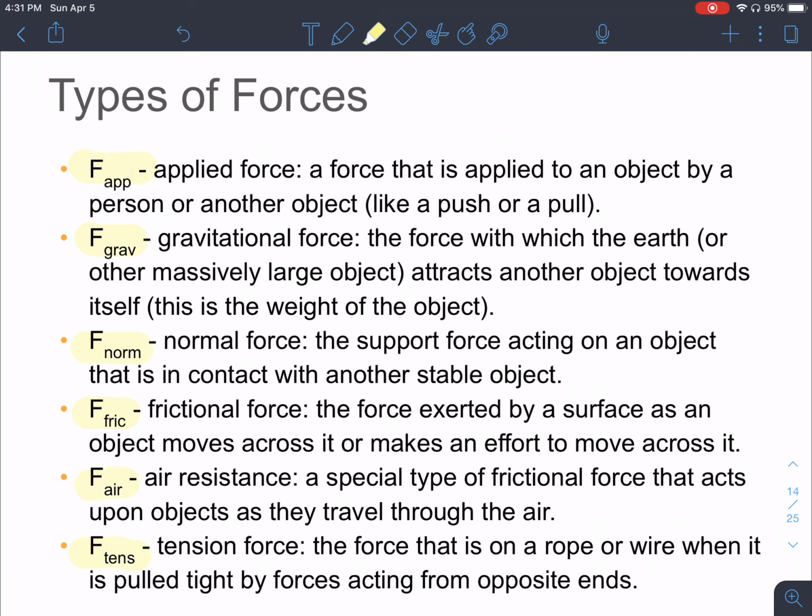But in free body diagrams, you will need to label your arrows with all of the things that I highlighted. So this is a really good slide to maybe take a screenshot of and save for later when you are doing those free body diagrams.